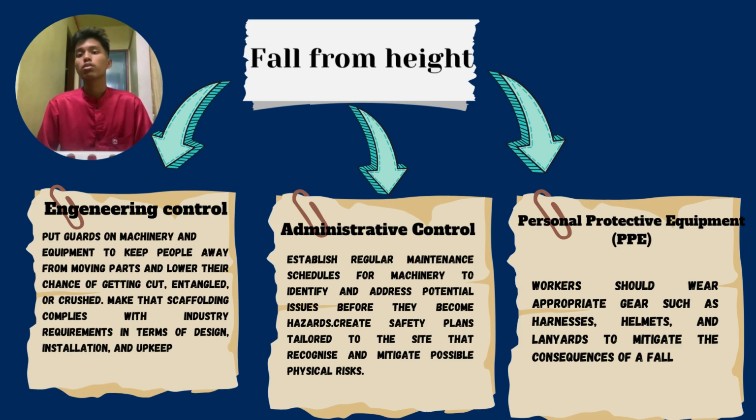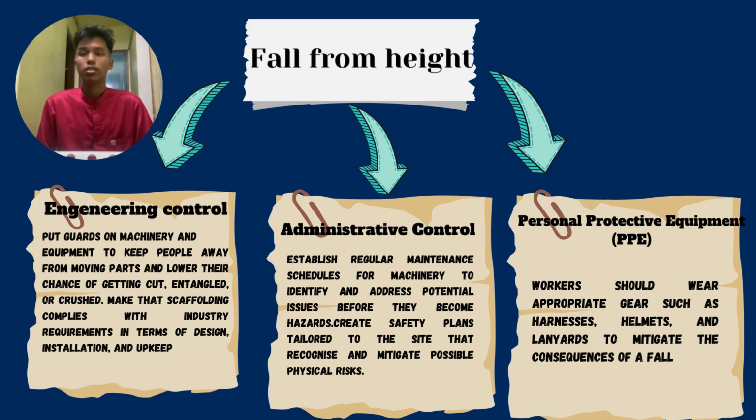Engineering control plays a crucial role in minimizing physical hazards at construction sites. This control involves the design and implementation of safety features or modification to equipment and processes to reduce or eliminate the risk of injury. Put guards on the machinery and equipment to keep people away from moving parts and lower their chance of getting cut, tangled or crushed. Make sure that scaffolding complies with industry requirements in terms of design, installation and upkeep. To avoid falls, this calls for appropriate planking, bracing and guardrails.